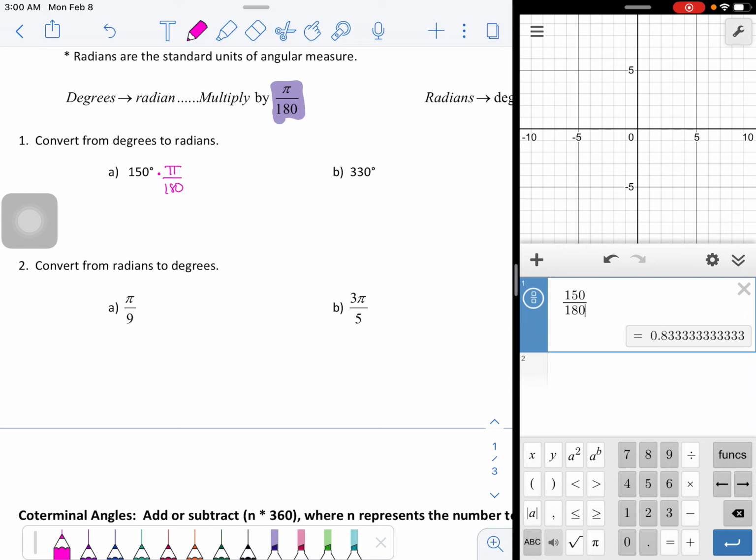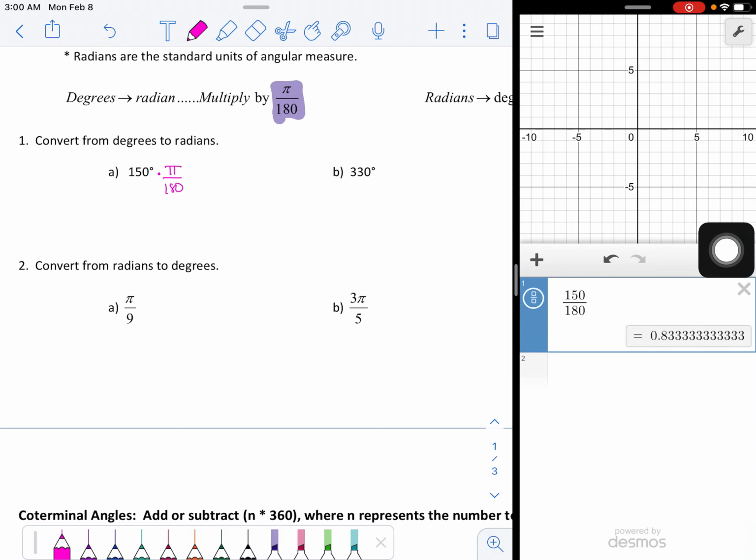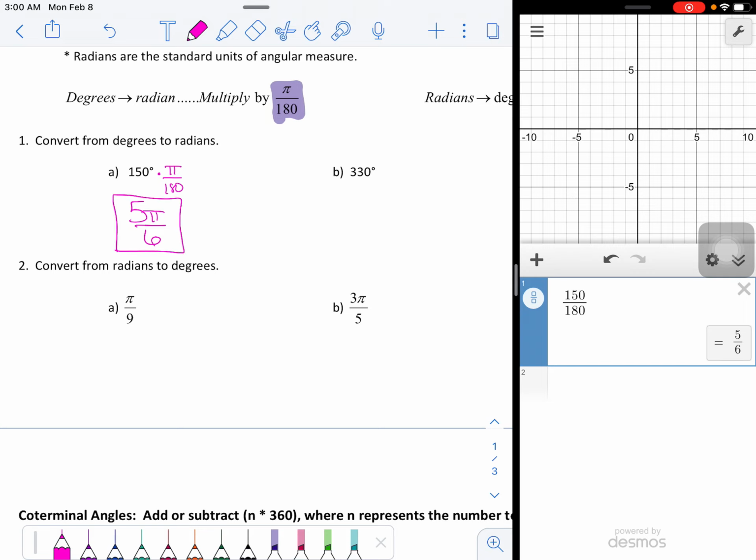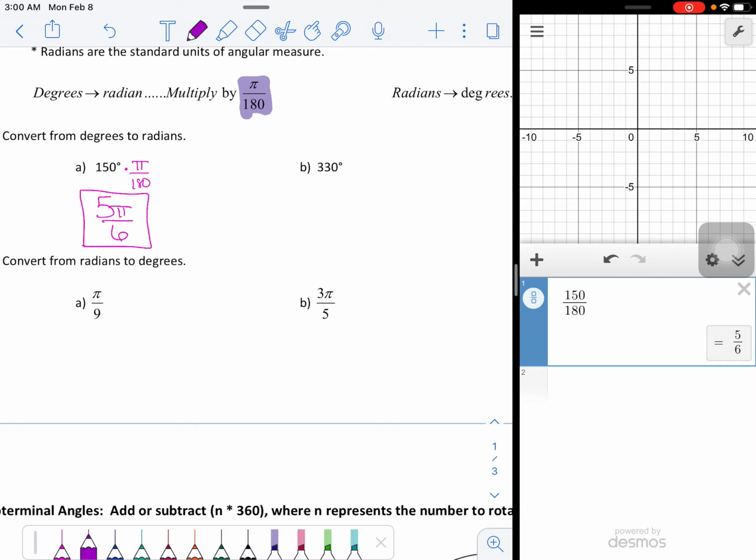150 divided by 180 is a decimal. But if I click this little icon right here, you'll see how it's the numerator over denominator. It will convert my answer to a nifty little fraction for me. So this is 5 pi over 6. That is the radian angle measure for 150 degrees.